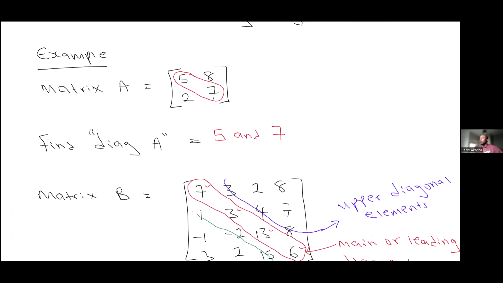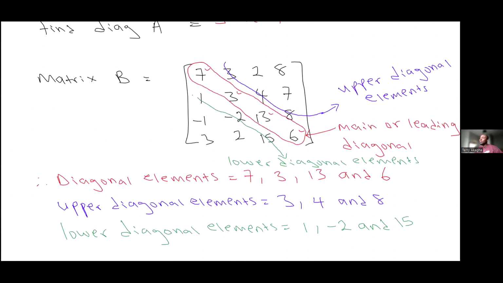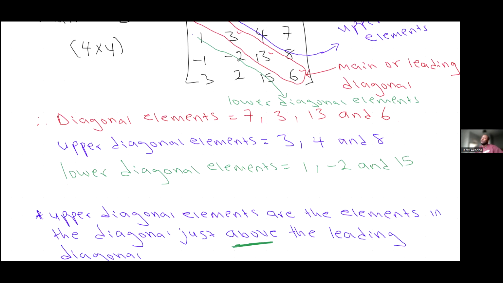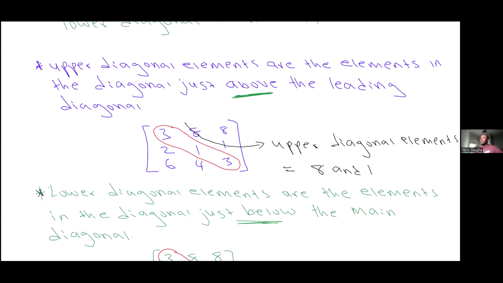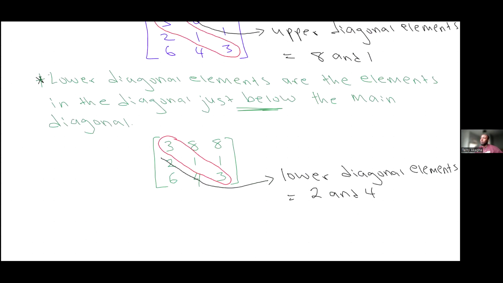I also gave you another, bigger one. It's a 4 by 4 matrix because it has 4 rows and 4 columns. The leading diagonal elements are 7, 3, 13, and 6, while the upper diagonal elements are 3, 4, 8, and the lower ones are 1, -2, and 15. The upper diagonals are the elements just above, while the lower ones are the elements just below.